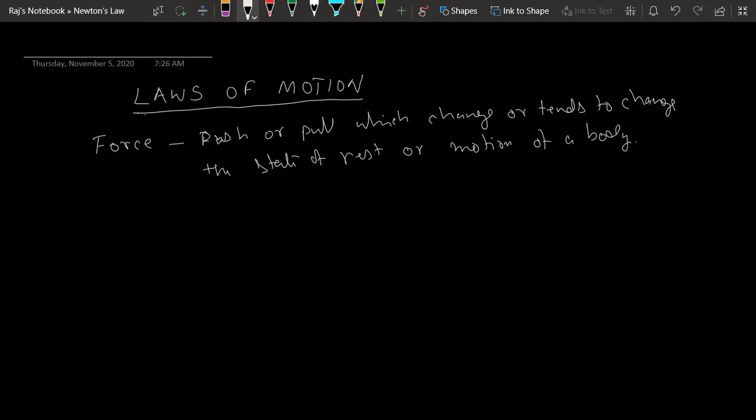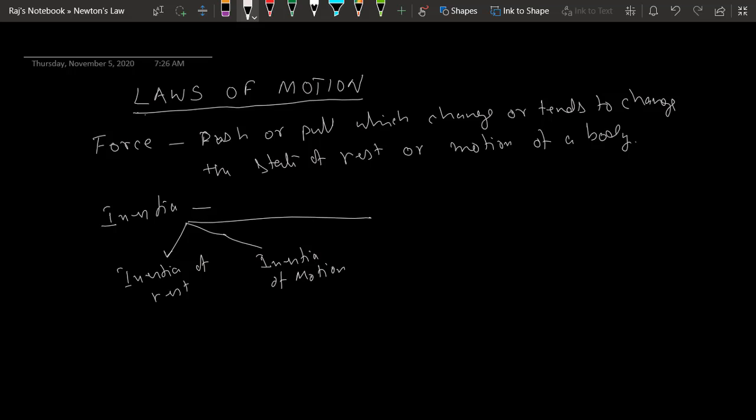So this is inertia. Inertia of rest, inertia of motion, inertia of direction. We can classify inertia into three: inertia of rest, inertia of motion, and inertia of direction.